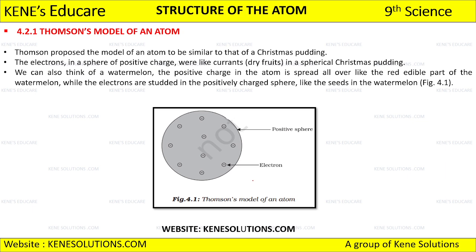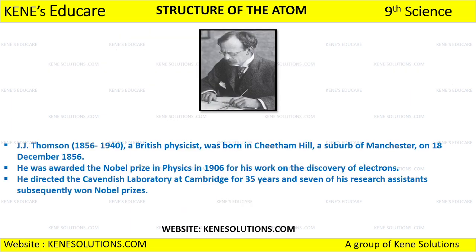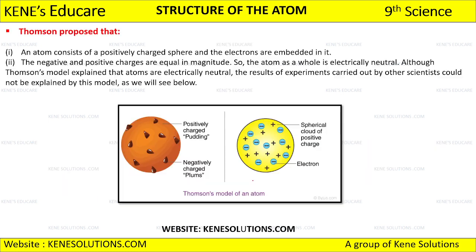Now Thomson's model of an atom, Thomson, he gave us the subatomic particle. He introduced the electron to us, right? So Thomson's model is also called the plum pudding model, if you remember, right? Or we can even call it Christmas pudding. Okay, so we'll discuss Thomson's model of an atom in detail. We'll discuss who exactly Thomson was and what exact work he was trying to do. What was proposed by Thomson.